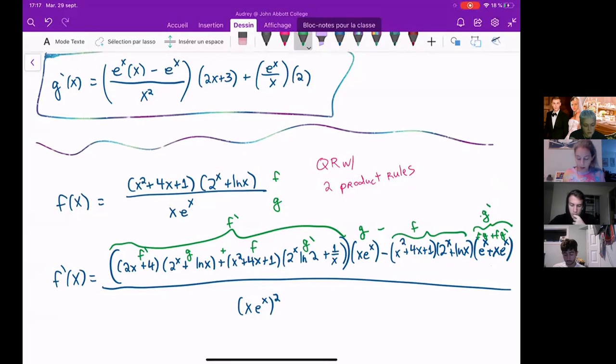Derivative of the top times the bottom minus the top times the derivative of the bottom divided by the bottom squared. Anyway, we are done. I'm going to press stop.